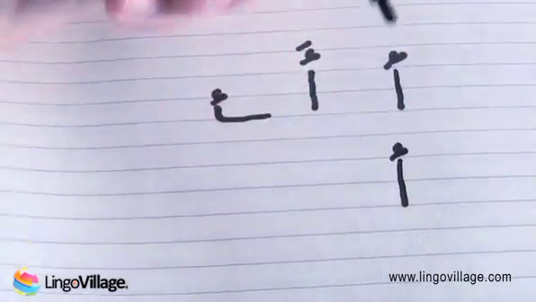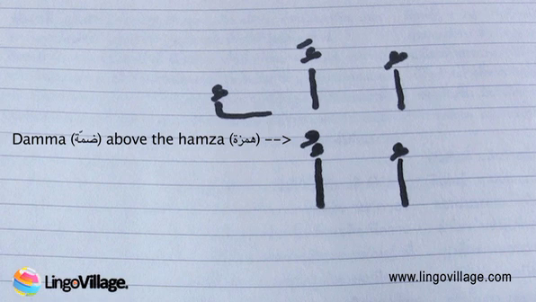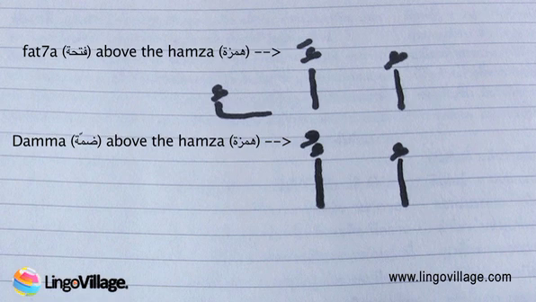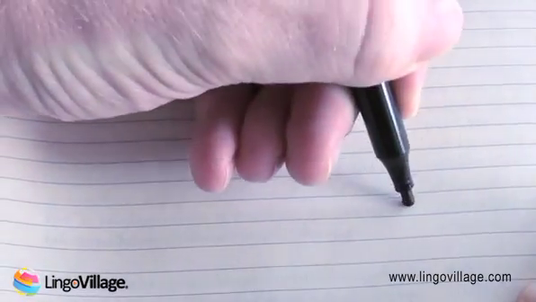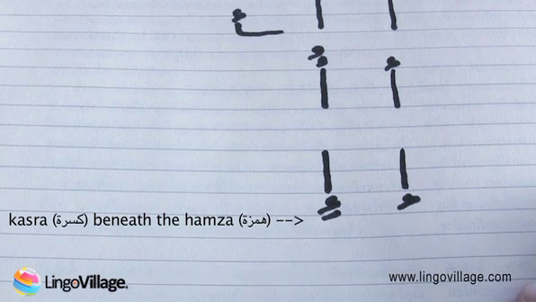The hamza can also represent an o sound or a u sound when it's sitting on top of the alif. The dhamma, which looks like a small waw sitting on top of the hamza, explicitly represents the o or u sound. What's important to notice is that neither the fatha nor the dhamma need appear above the hamza. You can have a hamza sitting on an alif, and it can mean a, e, o, u. You have to memorize which is which. Finally, we can have a hamza sitting below the alif. In this case, it always means i, with or without the kasra.